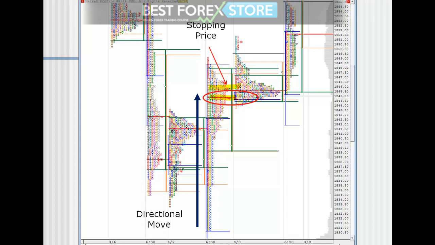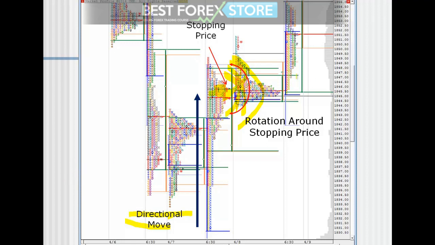Now, if we continue on with this process, we see that we get our rotation. So here are the 4 steps. We're going through them, and we watch them as the profile develops. The very first one was a directional move to the upside. Then we found our stopping price up here in this area, and then we began to rotate around that stopping price, back and forth, back and forth.